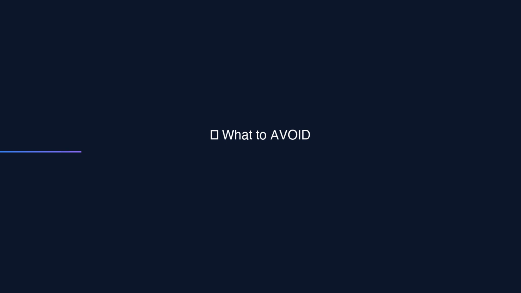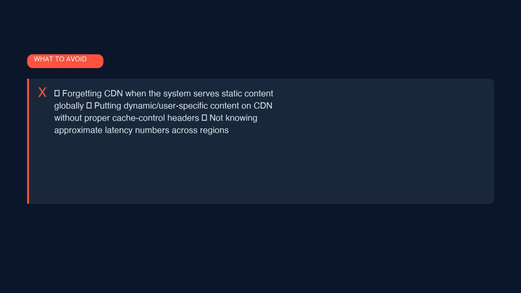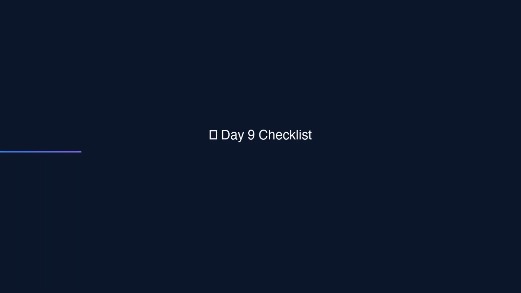Now what should you avoid? Don't forget to mention CDN when the system serves static content globally. Don't put dynamic or user-specific content on a CDN without proper cache control headers. And make sure you know approximate latency numbers across regions. Interviewers love testing this. Let's review the Day 9 checklist.